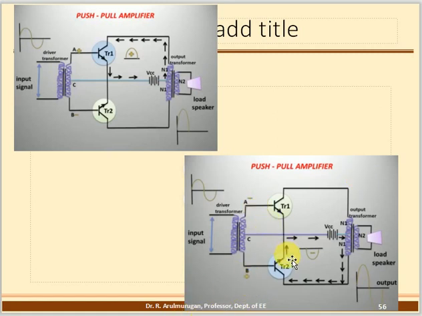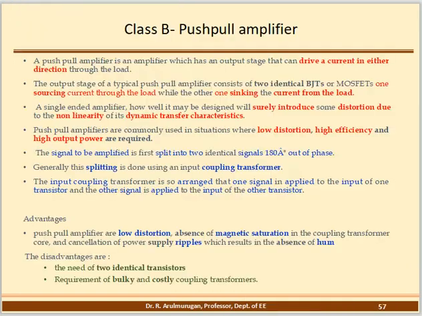During that time, based on the arrow mark, the current flows in this direction. This negative half cycle operates the other transistor, and through the transformer the same negative nature is produced. So an amplified output of the sine waveform is produced. That's all for the push-pull amplifier.